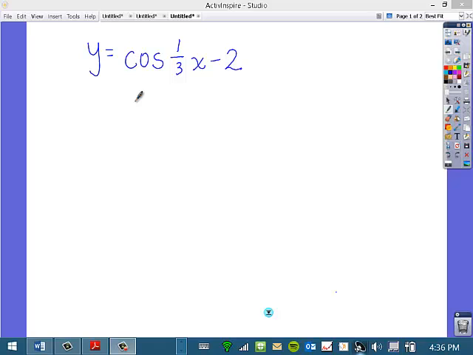Okay, we're going to continue graphing sine and cosine functions. We're just going to make them a little bit more complicated.